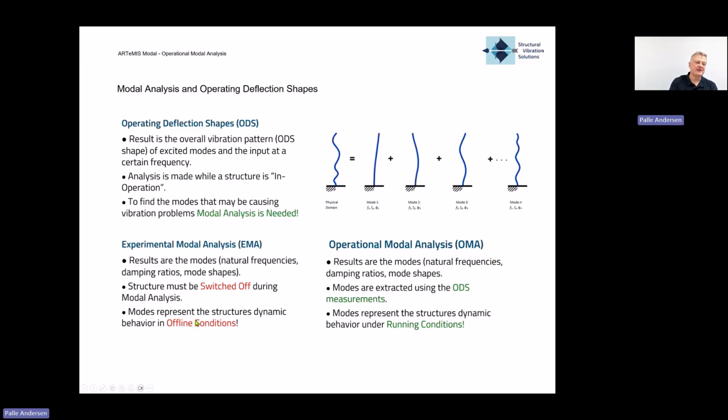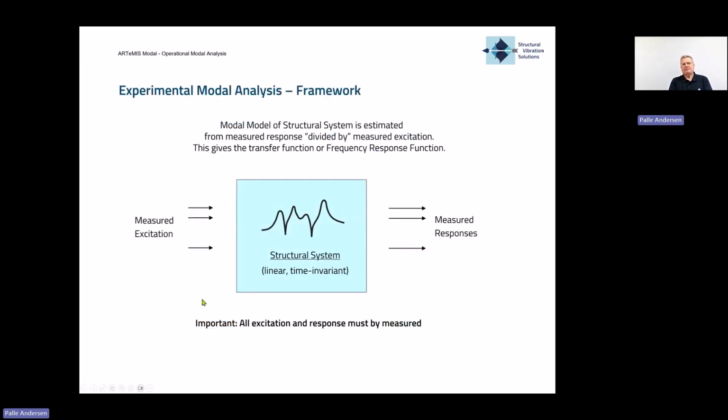So you can say that to do experimental modal analysis, we have to switch off everything else. If it's a machine that is rotating, we will have to turn off the machine while we are doing the testing. Whereas if you're doing operational modal analysis, we can leave it running and then look at how the structure actually behaves during its operating conditions. So this is the major difference between these two different ways of doing modal analysis. And this is also what I'm trying to explain with this very simple drawing here.